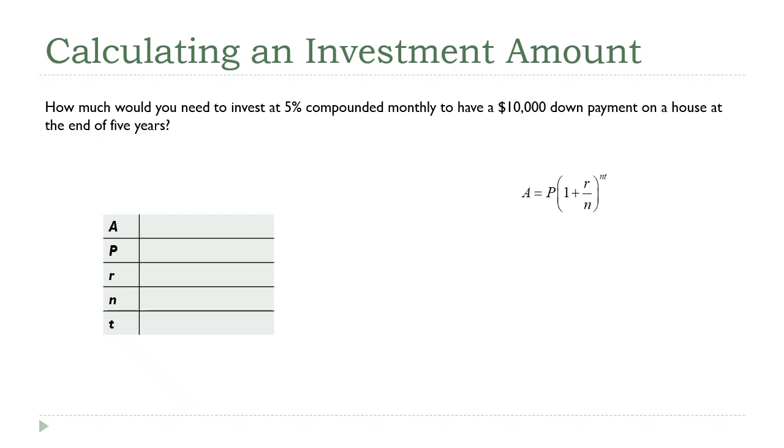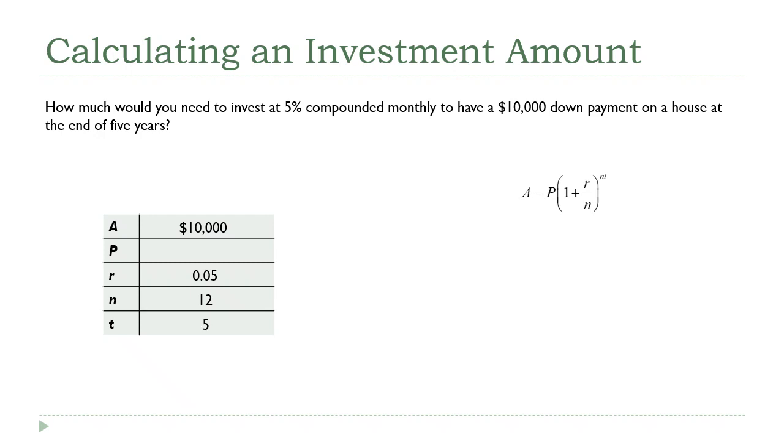So I'm reading through this. How much would you need to invest? The amount that you invest, that's P. So right away I'm thinking, okay, P is probably going to be the one that doesn't get a number. So keep reading. We're going to invest at 5%. That's the decimal 0.05, and that's the R variable. We're going to compound this monthly. There's 12 months per year, so that's going to be N. We need to have $10,000 at the end of the day. That's the final amount, which is the A variable. And we're going to need to do this at the end of 5 years. So that's going to be T.